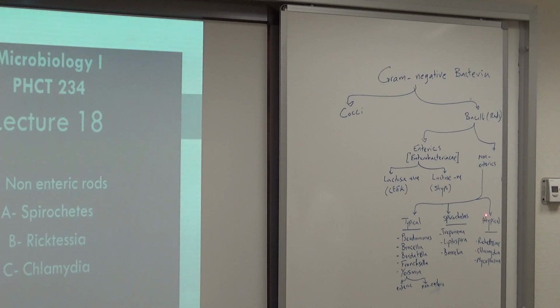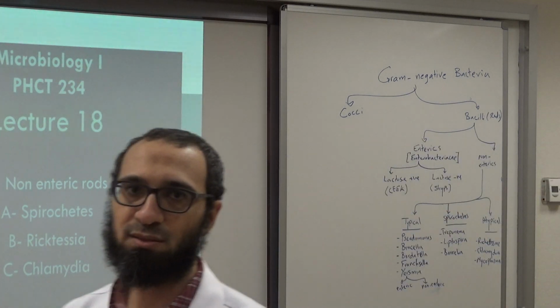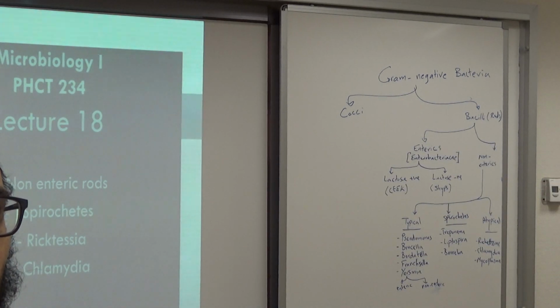Atypical bacteria are those lacking some general features that characterize typical bacteria, like the cell wall. The most important feature lacking in atypical bacteria is the cell wall. These groups involve Rickettsia, Chlamydia, and Mycoplasma. Let's get started with the typical bacteria. Most typical gram-negative bacteria are aerobic.